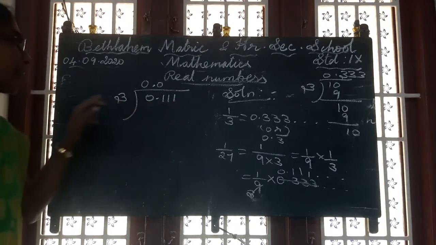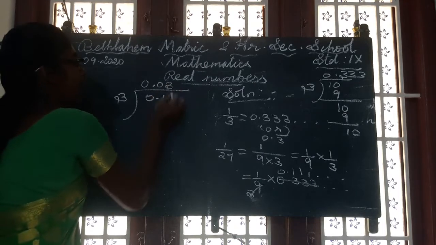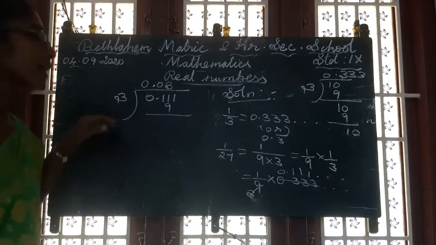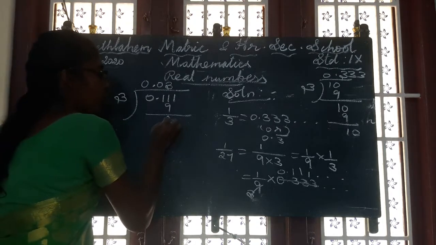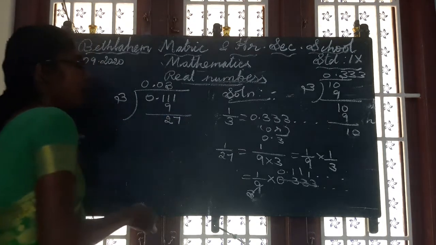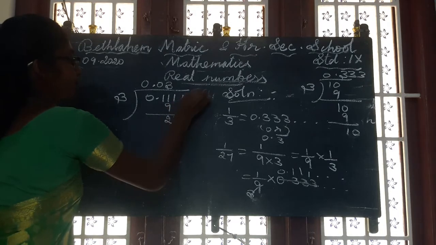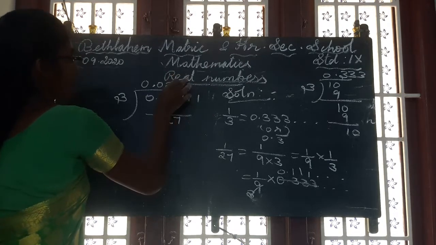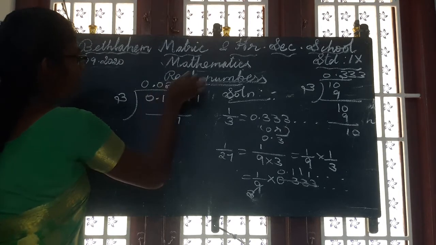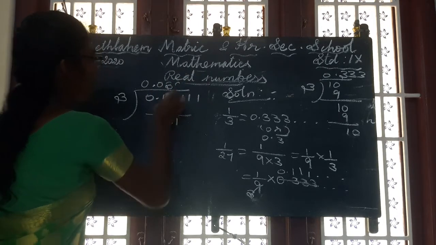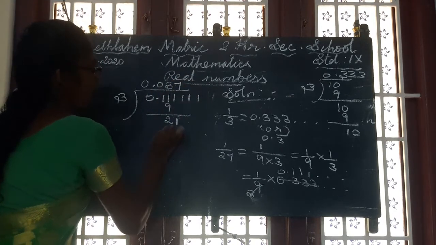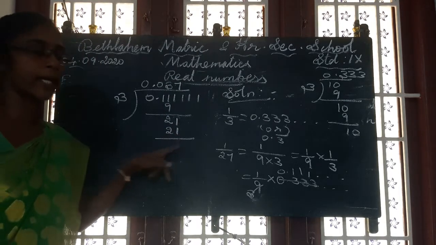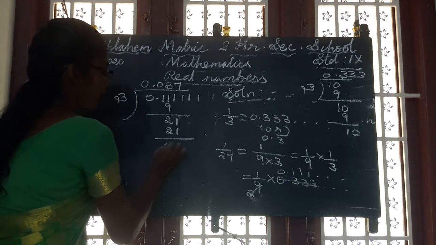How many times will we get? 3 3s are 9. How many balance? 2. Next, bring down 1 to get 21. How many times? 7 times. 3 7s are 21. Next the remainder is 0.